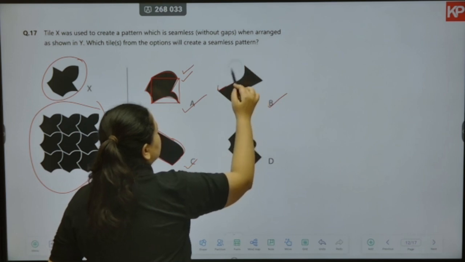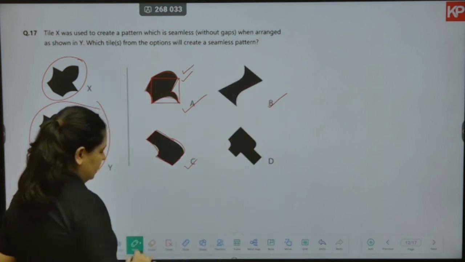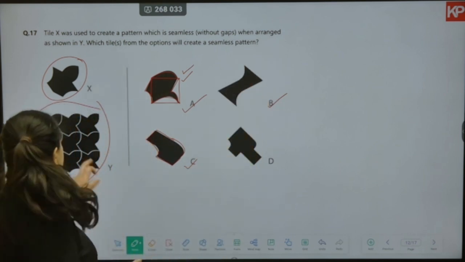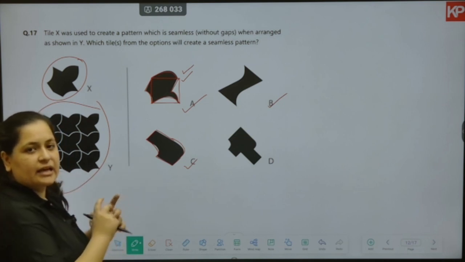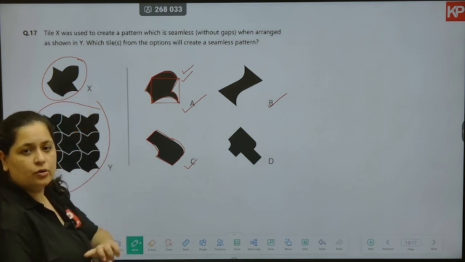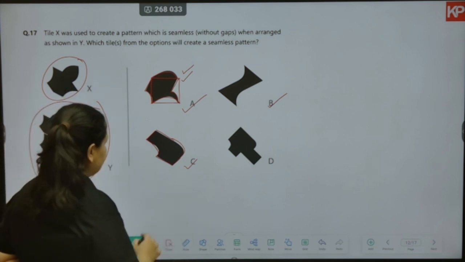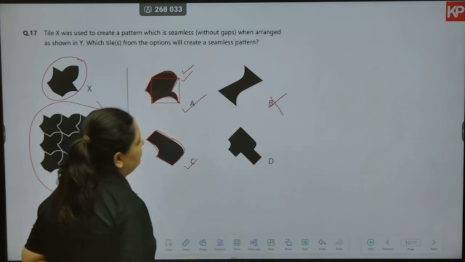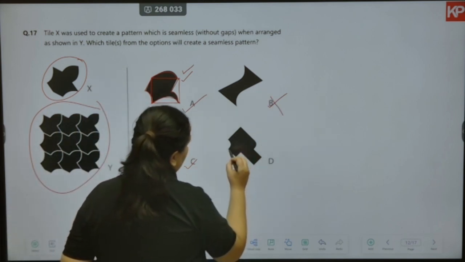We do not have to check whether it will tessellate once we rotate it, because in the example we see the object or the tile is not rotating nor flipping. So directly we can say that B is not going to tessellate. Let's check for option number D.